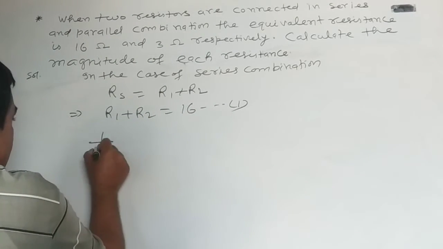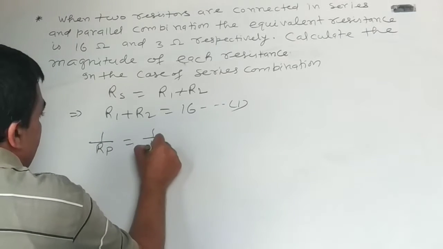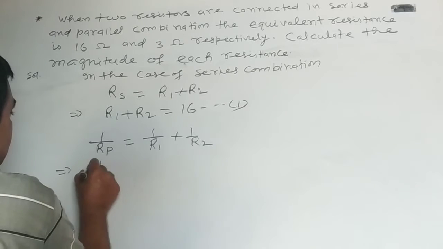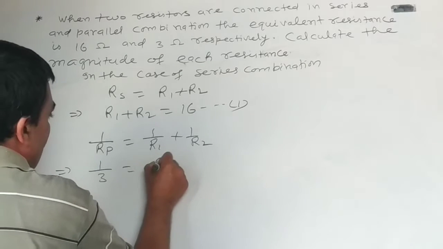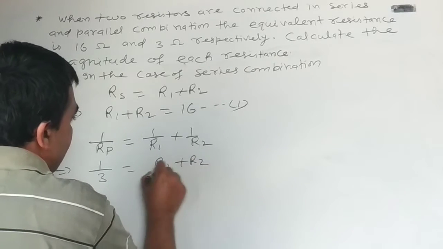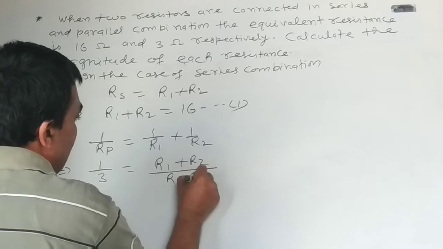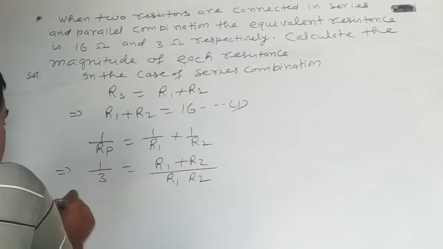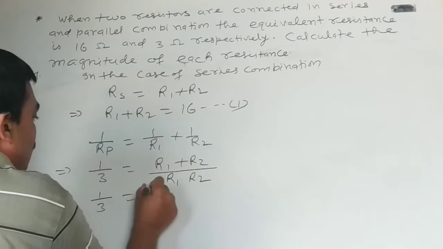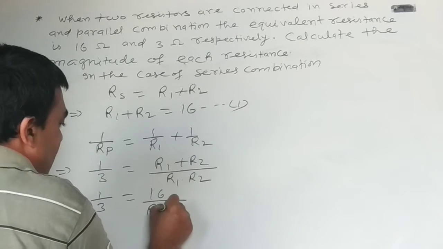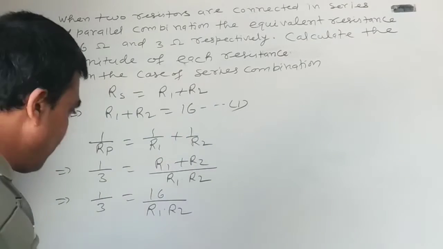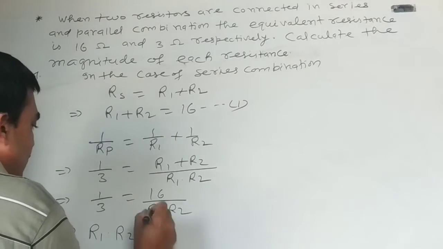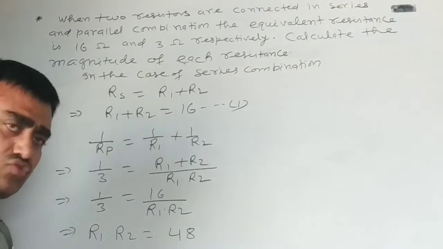1 by Rp is equal to 1 by R1 plus 1 by R2. That implies 1 by 3 is equal to R1 plus R2 upon R1 into R2. After solving it, that implies 1 by 3 is equal to 16 upon R1 into R2. Okay. That implies R1 into R2 is equal to 48.